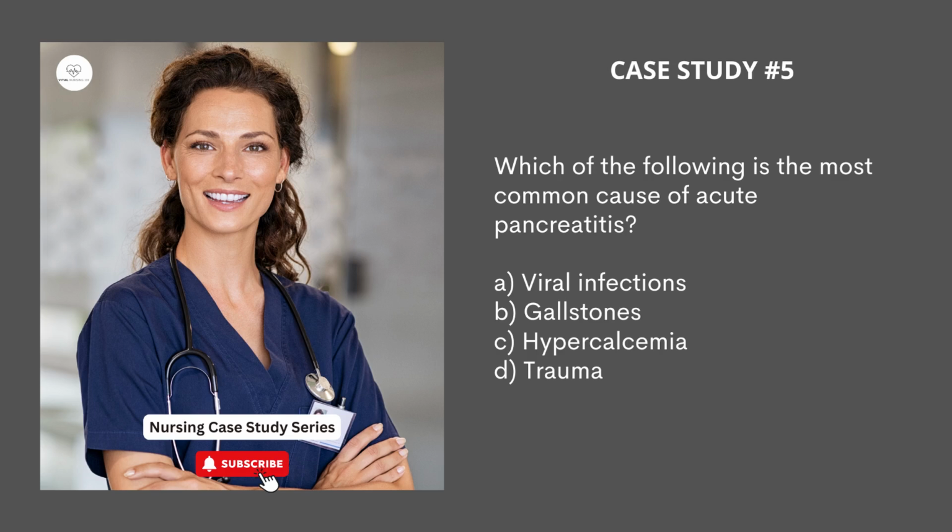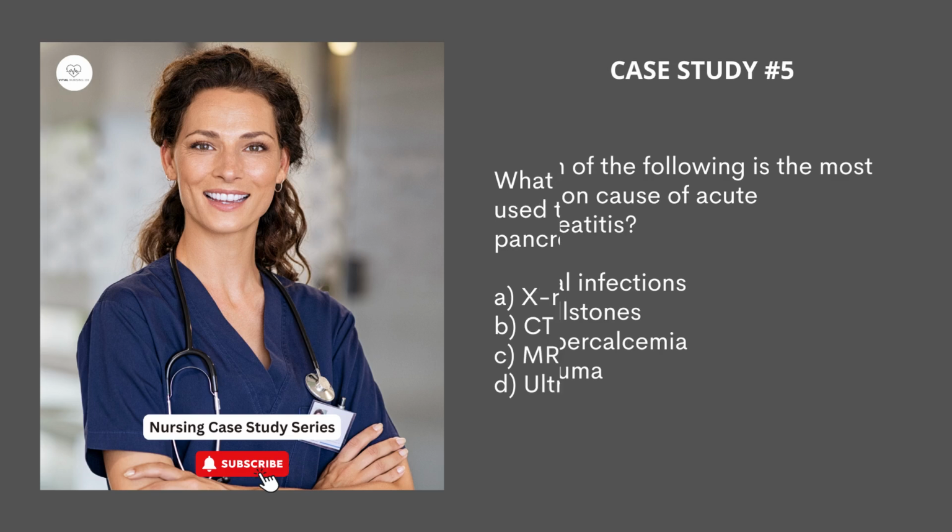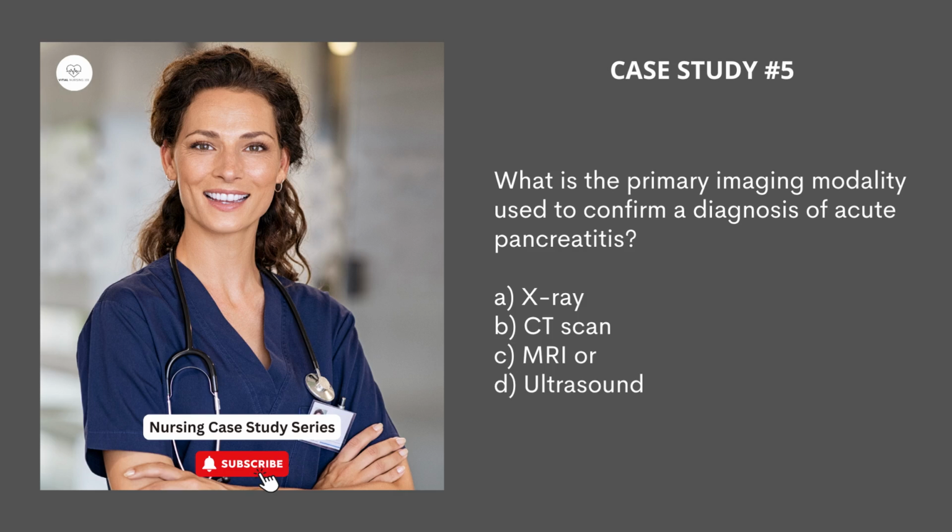Which of the following is the most common cause of acute pancreatitis? Is it A, viral infections, B, gallstones, C, hypercalcemia, or D, trauma? What is the primary imaging modality used to confirm a diagnosis of acute pancreatitis? Is it A, X-ray, B, CT scan, C, MRI, or D, ultrasound?